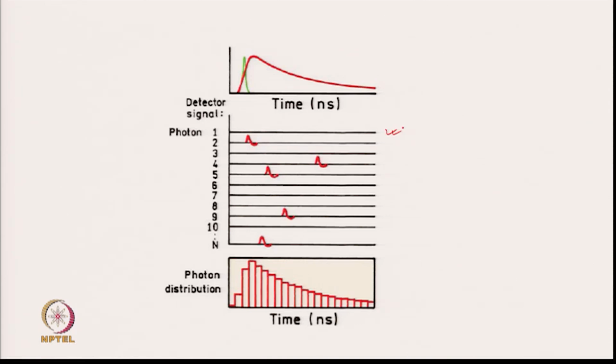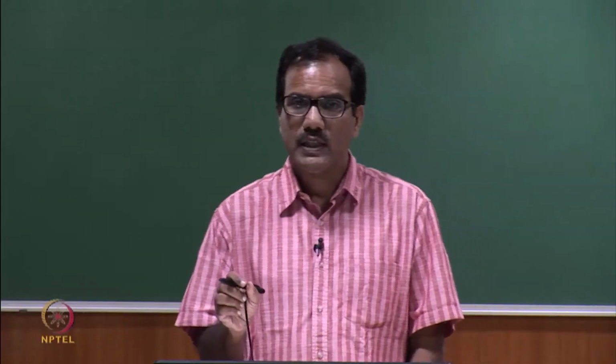So what will happen is that in the first cycle I did not see a photon, in the second cycle I did see one at this time in nanoseconds, third I did not see, fourth I did see at this point, fifth I did see at this point, in ninth I did see at this point, and in the nth I see at this point. Now what I will do is look at the photon distribution between a small gap of time.